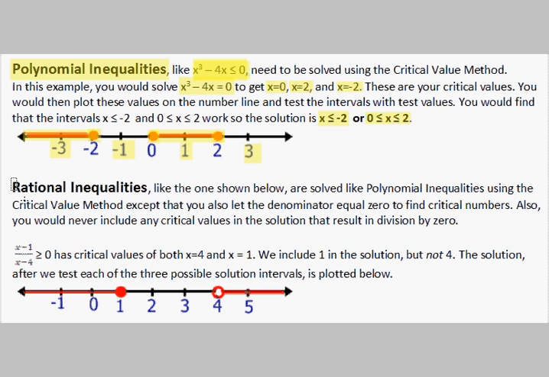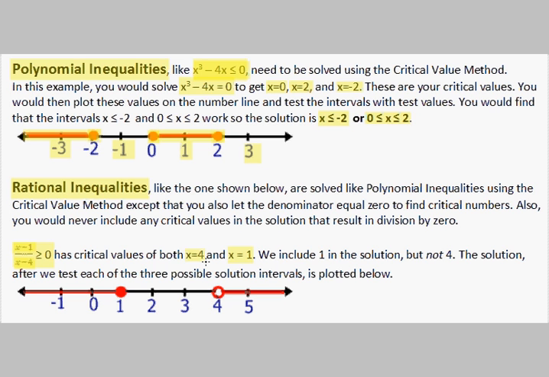Now let's look at rational inequalities. We're going to look at the rational inequality (x minus 1) over (x minus 4) greater than or equal to 0. This one's already in the form we can work with. It's all combined into one fraction on one side and 0 on the other. So we have to find the critical values. We find the critical values by letting the numerator x minus 1 equal 0. That gives us the critical value 1. We also let the denominator x minus 4 equal 0, and we get the critical value x equal 4.